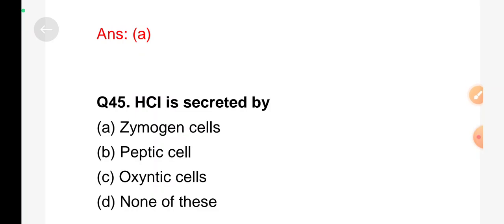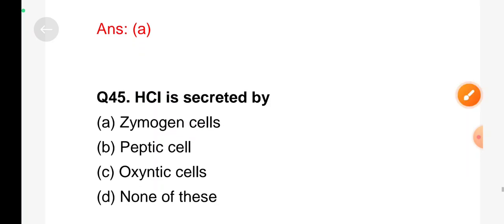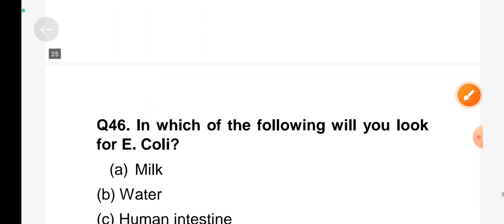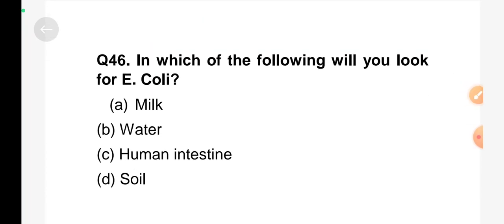HCl is secreted by option A zymogen cell, option B peptic cell, option C oxyntic cell, option D none of these. Right answer is oxyntic cell. In which of the following will you look for E. coli? Option A milk, option B water, option C human intestine, option D soil. Right answer is option C, human intestine.